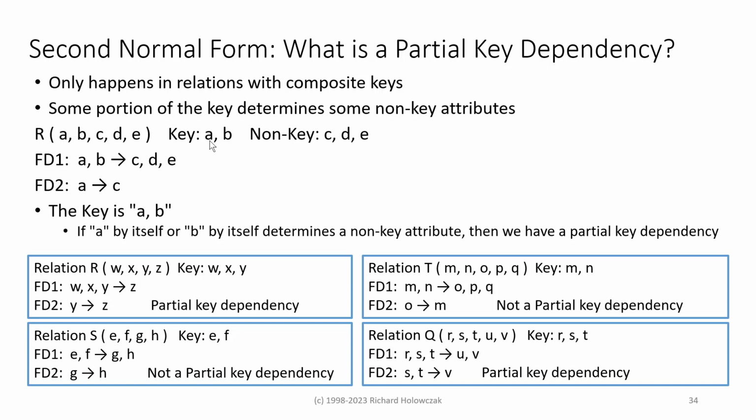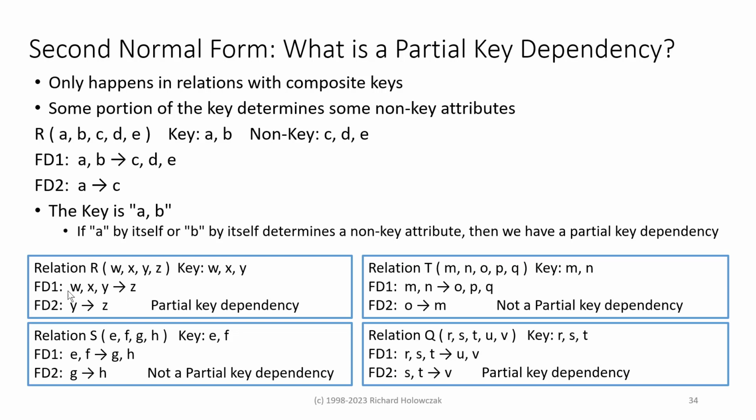So imagine that I give this to you. The key is A and B. Then you immediately know that A and B determines C, D, E. The key, AB, determines all of the non-key attributes, C, D, E. But what if I also told you that A by itself determines C? Is A the entire key? No. A is only a part of the key. Hence the term partial key dependency. A part of the key determines a non-key attribute.